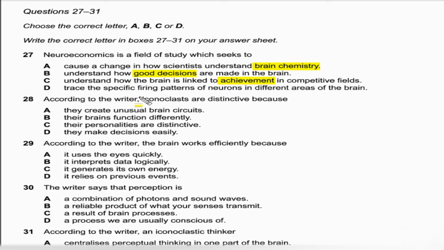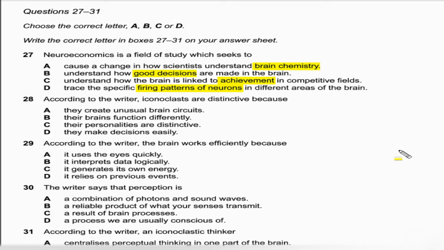D, trace the specific firing patterns of neurons in different areas of the brain. Okay, I'll call that firing patterns of neurons. So those are our options. What is neuroeconomics about? Then you go back to your reading, and it says, these discoveries have led to the field known as neuroeconomics, which studies the brain's secrets to success in an economic environment.